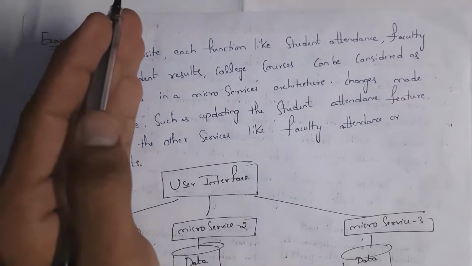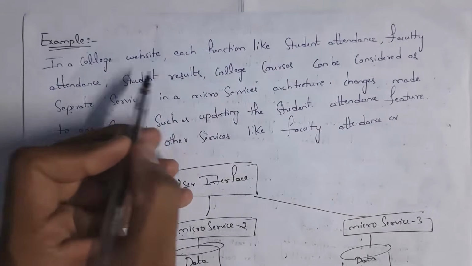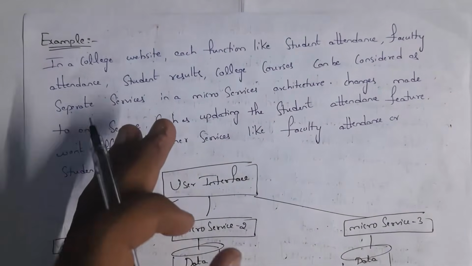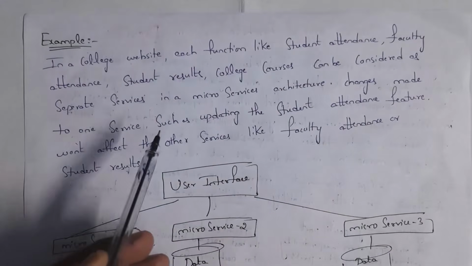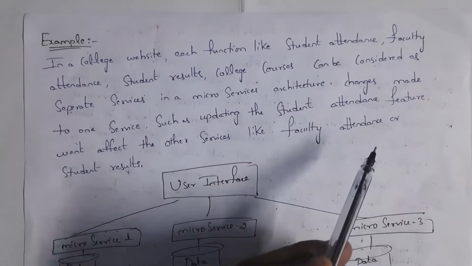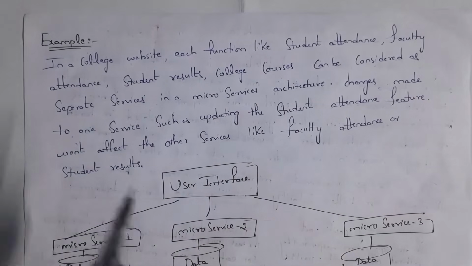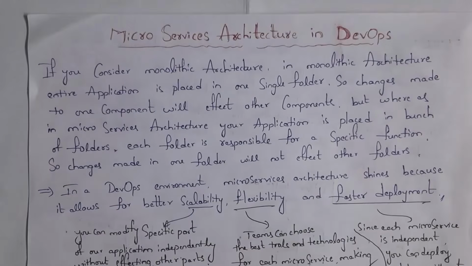In a college website, each function like student attendance, faculty attendance, student results and college courses are considered separate services in a microservice architecture. Changes made to one service, such as updating the student attendance feature, won't affect the other services like faculty attendance, student results and so on. Changes made to one service will not affect other services.